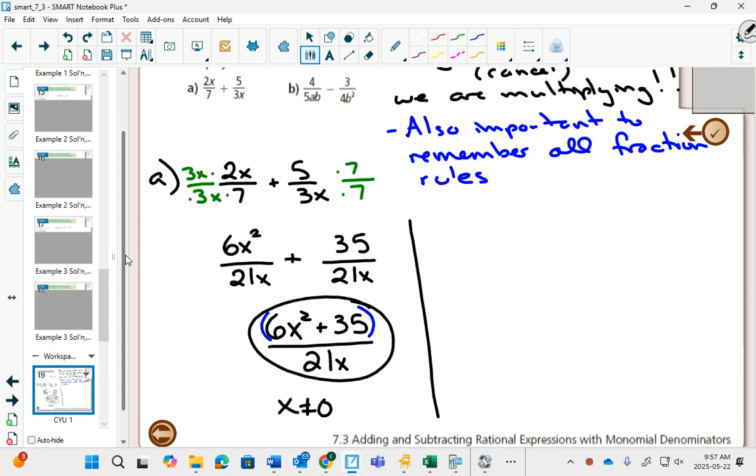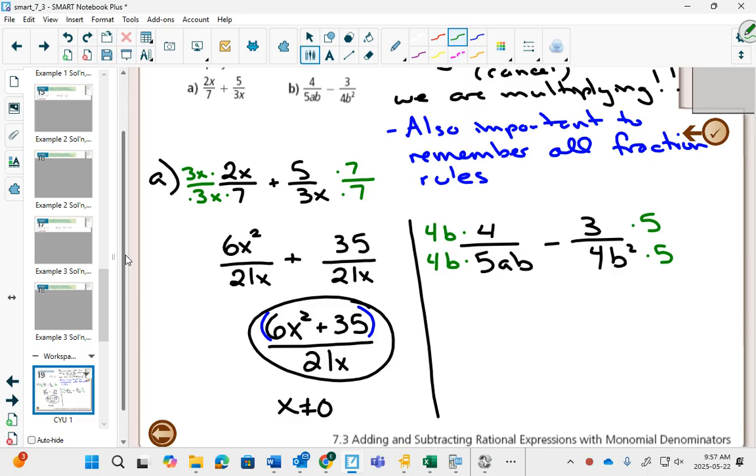Part B, we have 4 over 5ab minus 3 over 4b squared. So I'm subtracting fractions. I take a look if any of these fractions could be reduced further, and they can't. I look at my numbers first and say, between 5 and 4, I need to multiply this one by 4 and this one by 5. With my variables, is there any variables missing in the first fraction? Well, the second one has a b squared, so the first one's going to need a b. The second one has the b squared, but it doesn't have the a, so it's going to need the a.